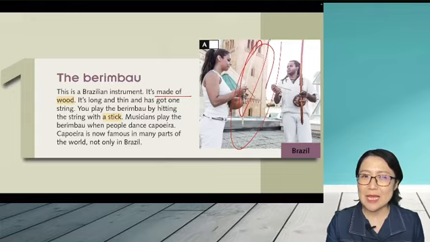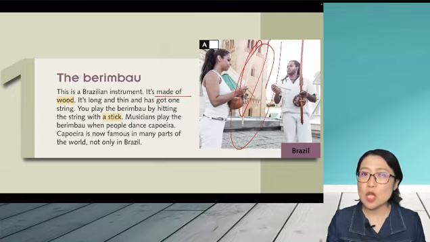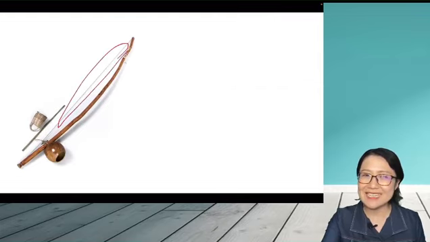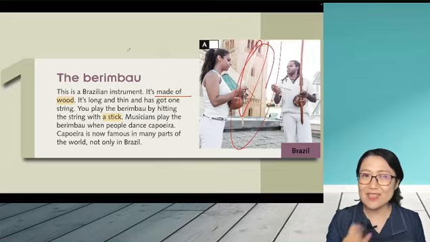And let's see, it's long and thin and has got one string. So what is a string? Let's see. So this is the berimbau and this is string, right? 就指的是弦。那这个呢 berimbau 有几根弦呢？ Right, one string.